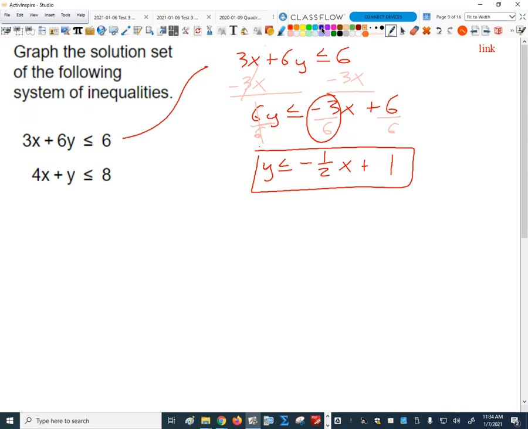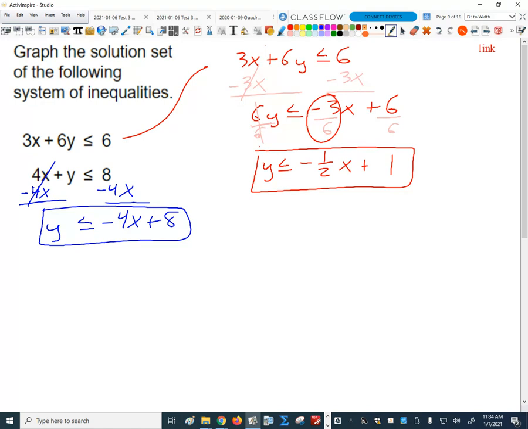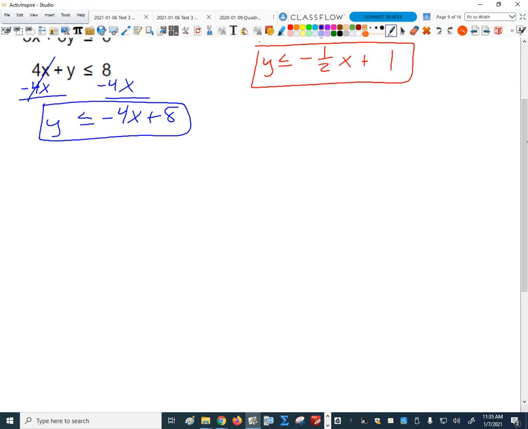And then the other one down here, this is really an easy one, isn't it? All I have to do here is just subtract 4x from both sides and I'm done, right? I just get y is less than or equal to negative 4x plus 8. Okay, so now with those two, let's go ahead and graph this thing. Now that we've put them into slope-intercept form.